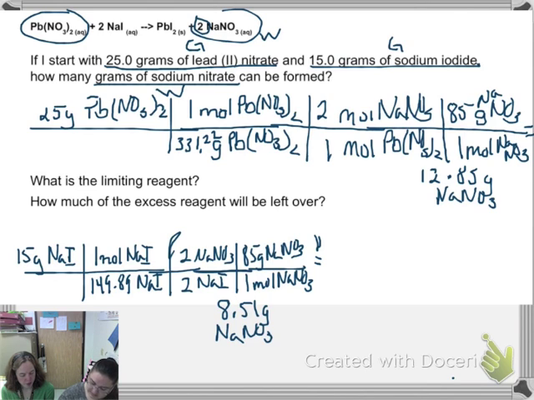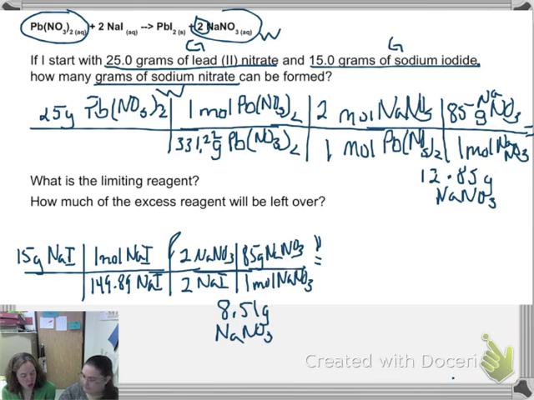Okay, so we said that it made 8.51 grams of NaNO3. So if I have enough lead nitrate to make 12.85 grams of sodium nitrate, and I have enough sodium iodide to make 8.51 grams of sodium nitrate, which one of those can I actually make? Well, I can only make my lowest amount, so I can actually only make 8.51 grams of sodium nitrate. Again, it's like our sandwiches. If you run out of peanut butter, even if you have all the bread in the world, you can't keep making sandwiches. You have to be done.